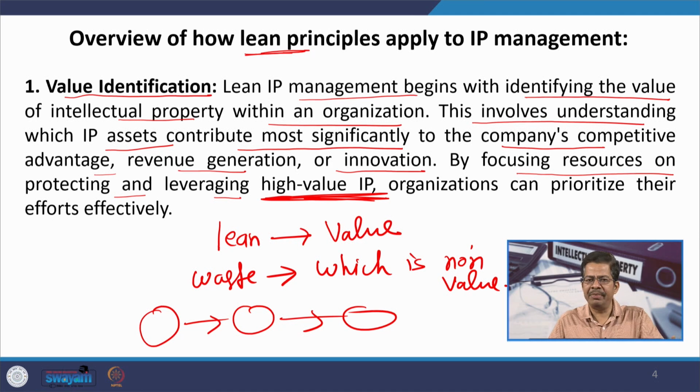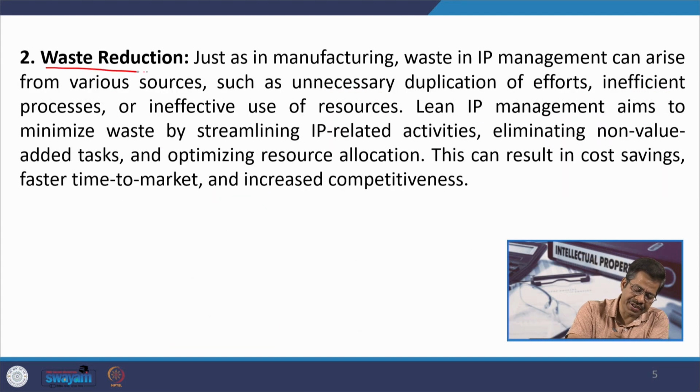If you are a company like Apple, for you the most important IP may be patents. Generally, a large number of organizations consider patents as high value IP, but there are a good number of researches available which suggest that even trademark is a more important IP, more valued IP in terms of the economic value of the IPs. So, first important is identification of high value IPs and focusing your resources on those high value IPs. Second is waste reduction.